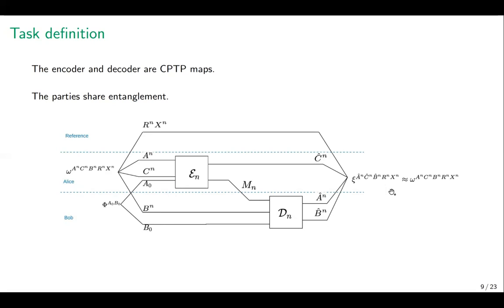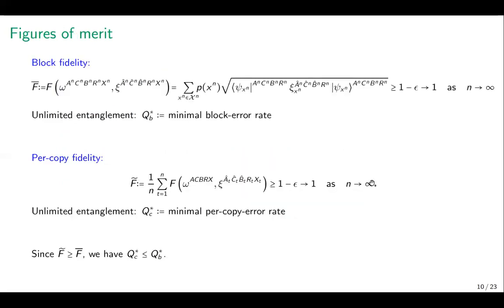And the overall goal of this compression task is, of course, to keep the correlations with the reference system, and we want the overall final state to be very close to the original state in some distance measure. As for the figure of merit, we consider block fidelity, where we want to keep the fidelity between n blocks of states. The other figure of merit that we consider is per-copy fidelity, where instead of keeping the fidelity for all blocks of states, we just want to keep the fidelity for each copy of the state. Of course, by tracing out some unwanted systems, we can obtain per-copy fidelity from block fidelity. That is, block fidelity is less stringent than per-copy fidelity, and therefore we expect to get smaller compression rates considering per-copy fidelity.